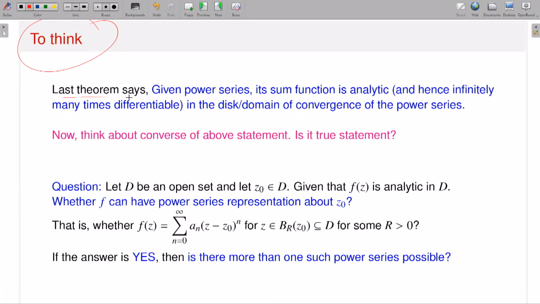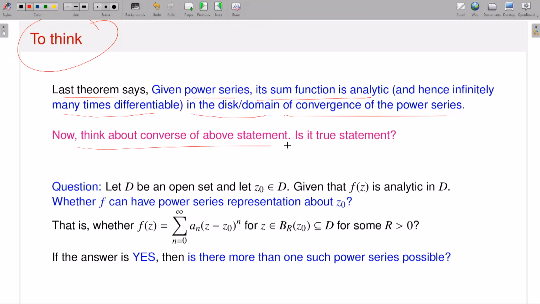Okay, so I think I should stop here. This is one-sided, I have proved. So maybe you can just think about it. Look at the last theorem. It says that given a power series, its sum function is analytic and hence infinitely many times differentiable in the disk or domain of convergence of the power series. That's what I have discussed. So if I have a power series with a domain of convergence, and I write the sum function as small f, then it is analytic, that means it is infinitely many times differentiable, right?